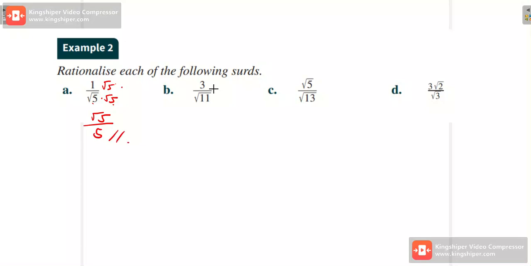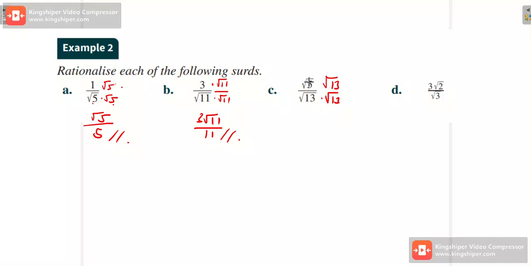Let's do the same thing to this. Multiply here by root of 11 and also multiply the denominator by root of 11. We have 3 root of 11 all divided by root of 11 times root of 11, which is 11. Good. Let's try this. You multiply here by root of 13 and also multiply here by root of 13.